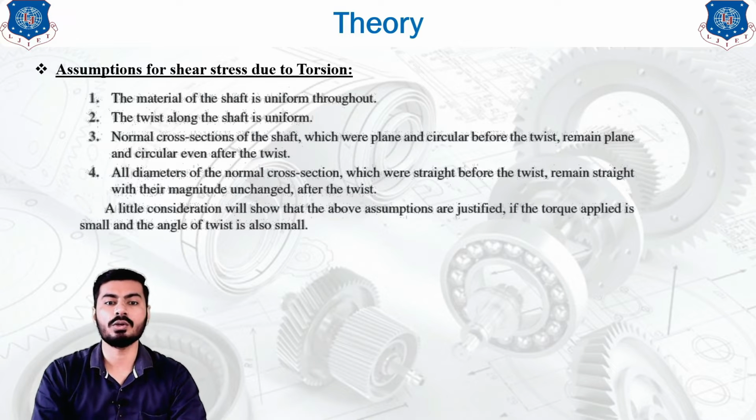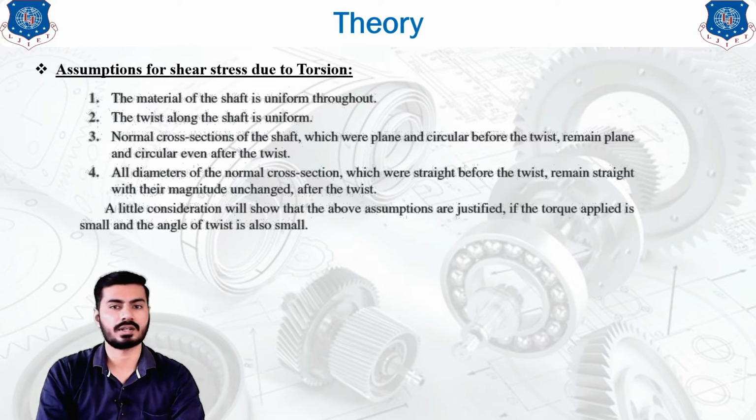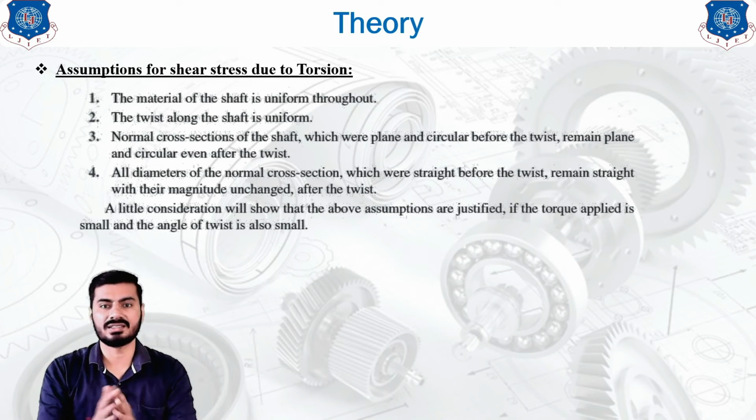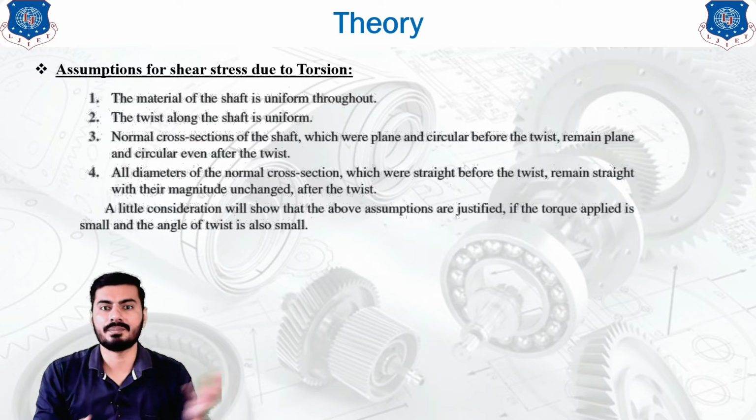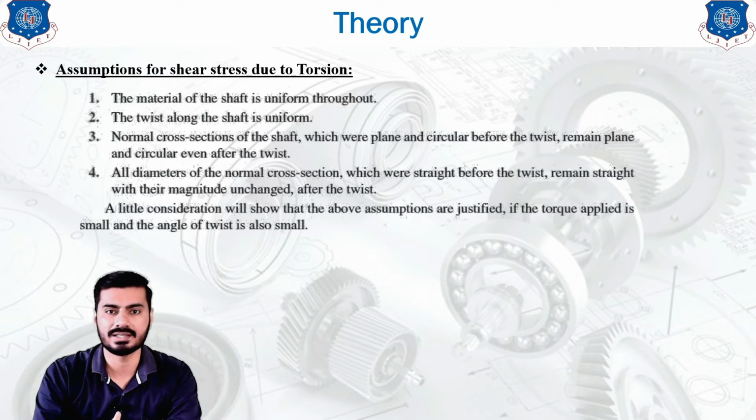So the material of the shaft is uniform throughout. We have basically assumed that the material is homogeneous and isotropic, just as we assumed in the pure bending theory.